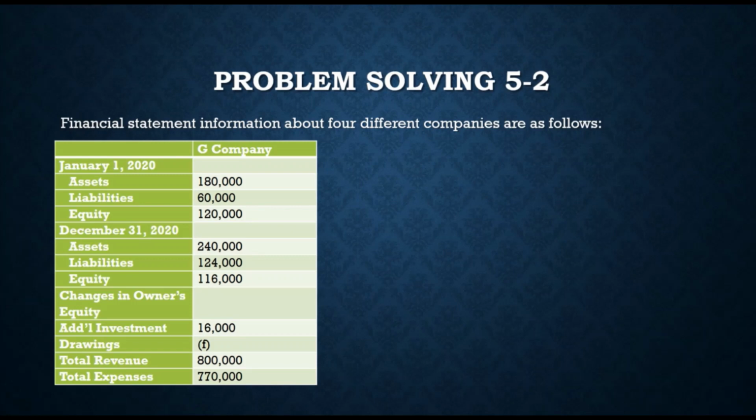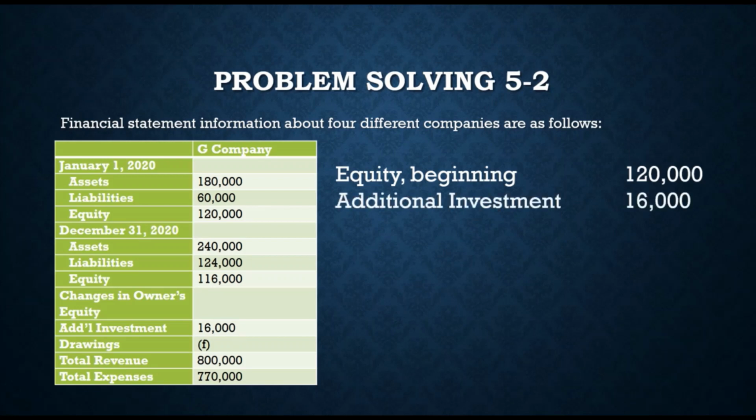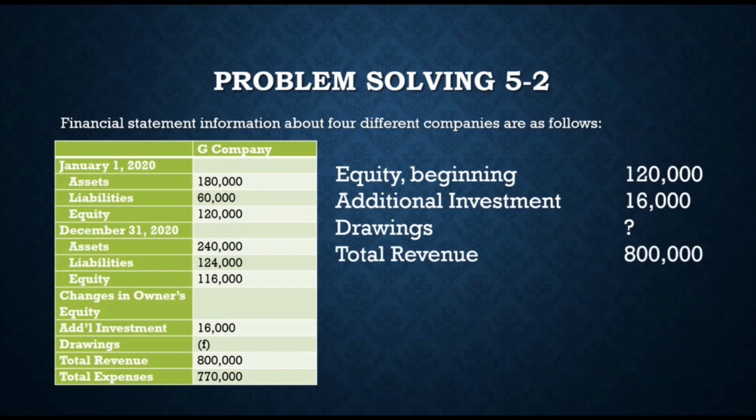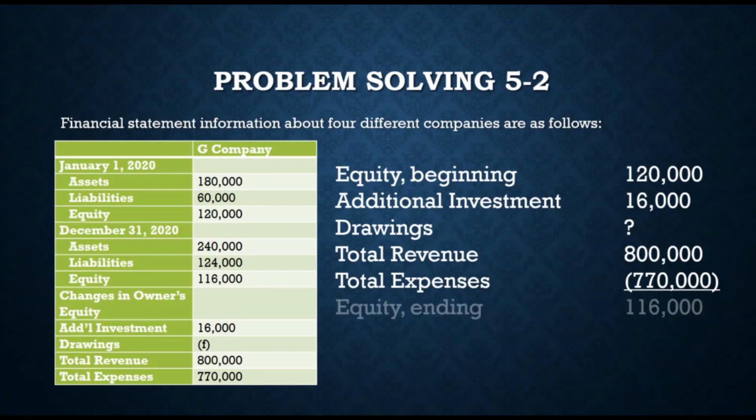So, sa letter F naman. So, meron tayong equity beginning na 120,000. Meron tayong additional investment na 16,000. Then, ang hinahanap naman ngayon is yung drawings. Tapos, meron tayong total revenue na 800,000 at meron tayong total expense na 770,000. Then, at the end of the year, meron tayong equity ending na 116,000. So, mag-work backwards ulit tayo. So, 116,000 plus 770,000 minus 800,000 minus 16,000 minus 120,000, ang ating total drawings during the year ay 50,000.